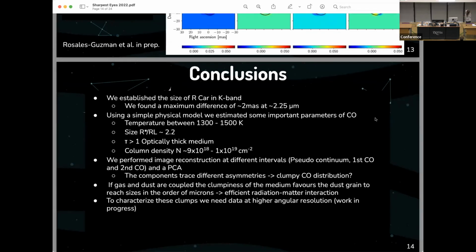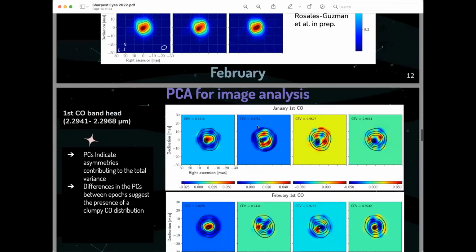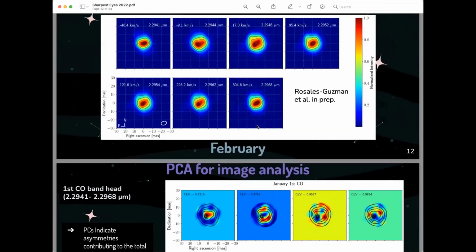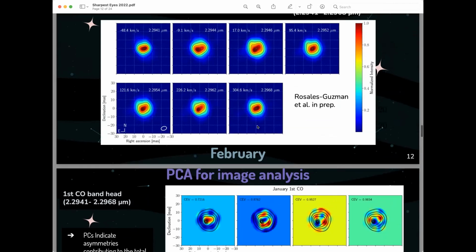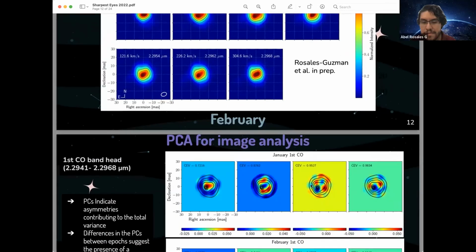Thank you. And Abel, thank you very much for the very nice talk. I just want to know what's the noise in your reconstructed maps. You are talking about clumpiness, but we should always warn about the possible uncertainties. Maybe you are analyzing the uncertainties in the maps, the clumpiness in these maps?